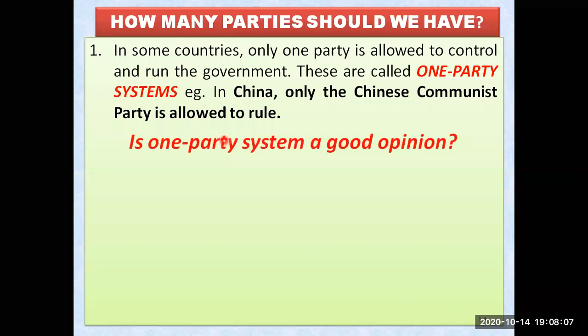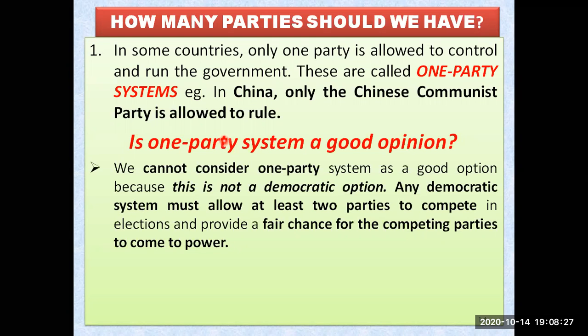So in our mind, there must be a question whether this one party system is a good choice to have in a country, or whether there are some flaws or drawbacks regarding this one party system. We can't consider the one party system as a good option, because this is not a democratic one. People will not have any choice to choose the best party, or the best policies and programs offered by different parties. The citizens of the country would not have any other option. They will have to vote only for the one party which is present in the country. So it will not be a democratic option.